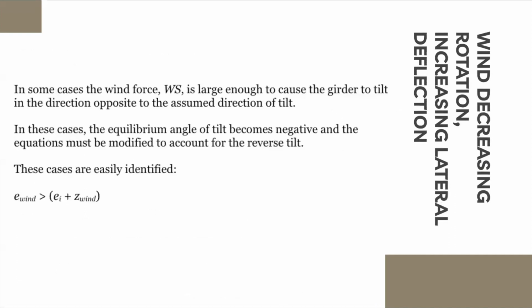Wind force can be strong enough to cause a girder to tilt in the wrong direction. To account for the equilibrium angle going in the wrong direction, the value will become negative, thus modifying the equations to account for the reverse tilt.